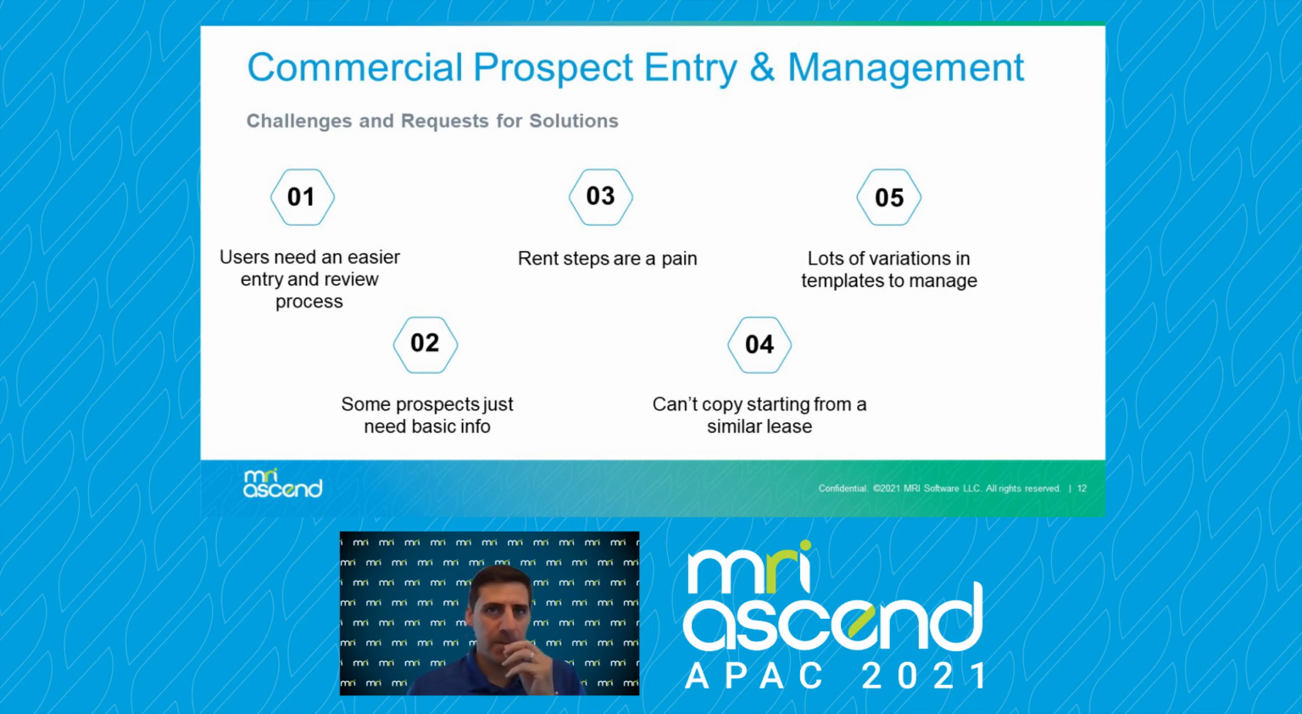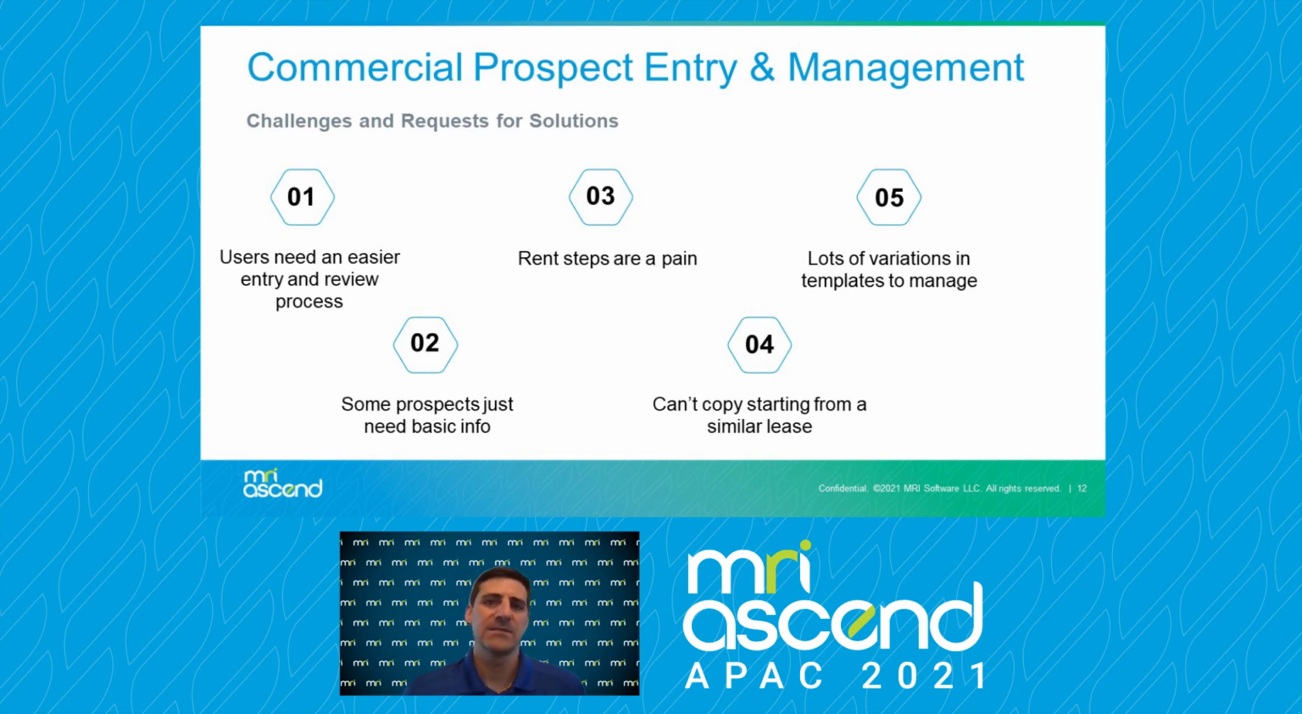The first item that we did have is users need an easier entry and review process. And I took this one very seriously because when I came onto MRI, I jumped in and was looking at how to set up prospects, and there was just so much information that was needed in the old way of doing it that it kind of made my head spin a little bit, and I didn't fully know what was needed, when it was needed, and why it was needed.